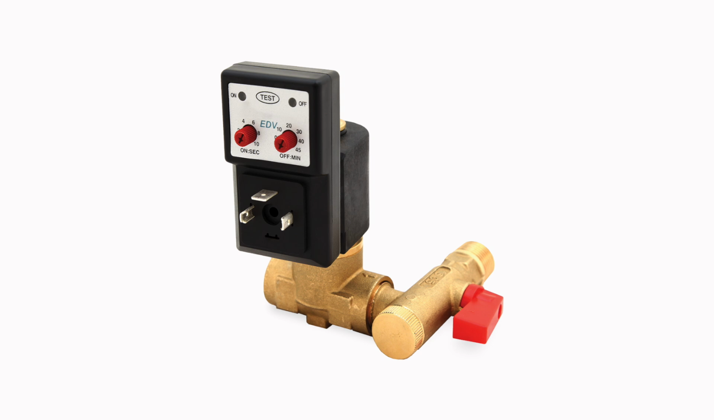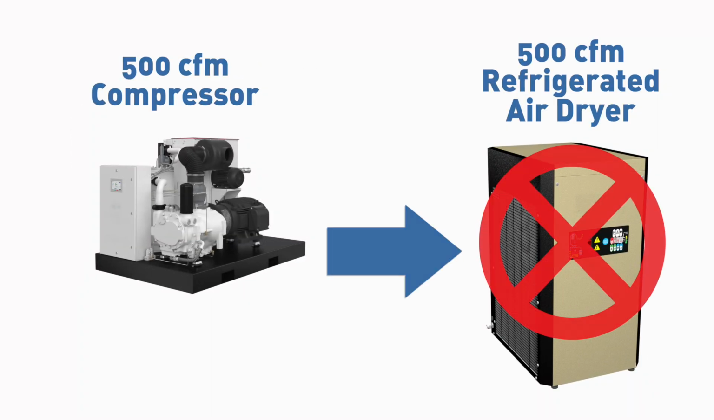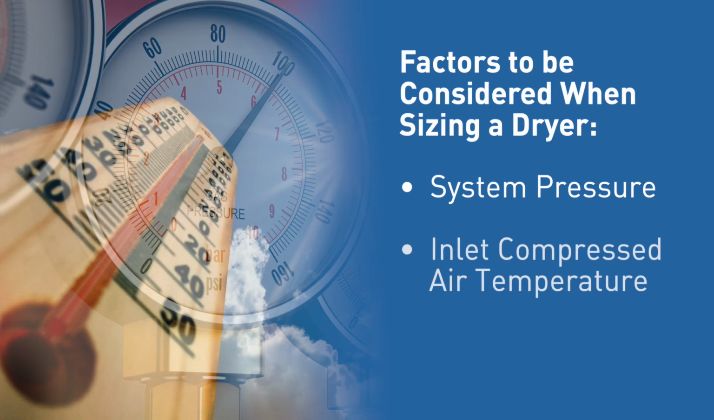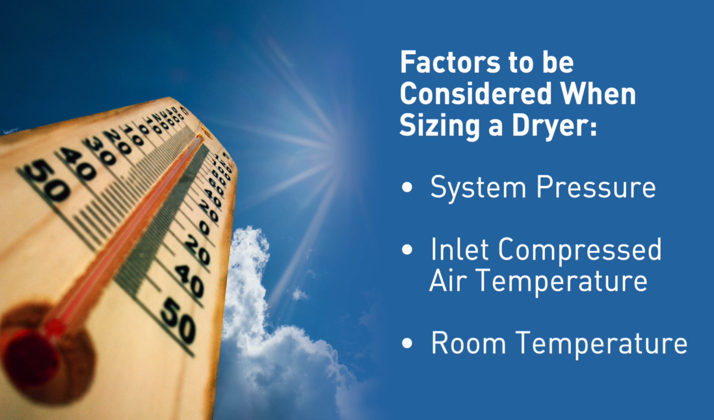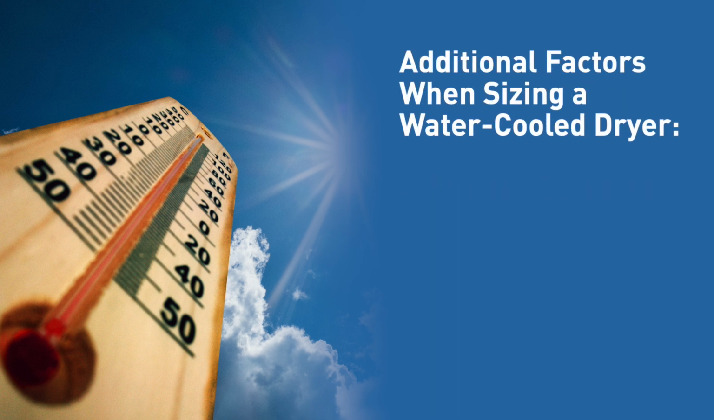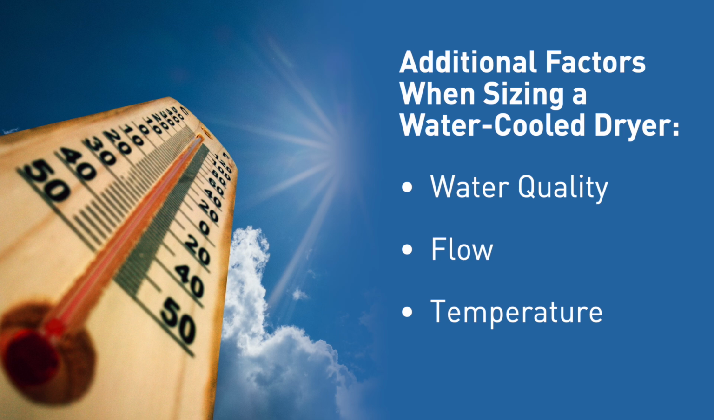Sizing a compressed air dryer is not as simple as matching the published CFM rating of the dryer to the flow of the upstream compressor supply. System pressure, inlet compressed air temperature, and room temperature are factors that significantly affect dryer performance and complicate the dryer sizing process. If the dryer is water-cooled, water quality, flow, and temperature are additional factors to be considered.